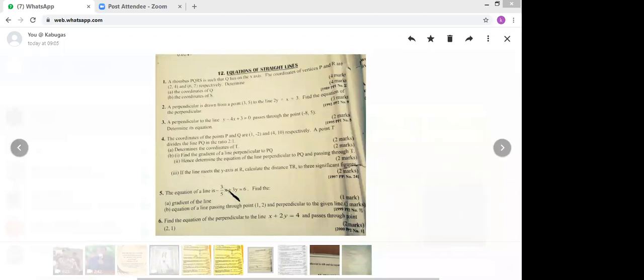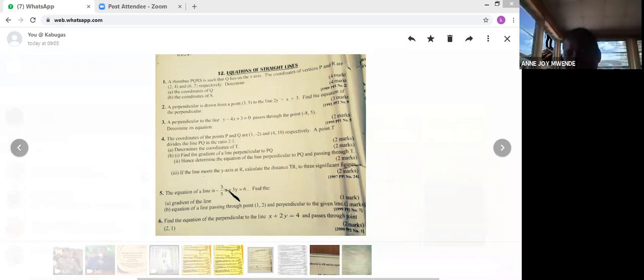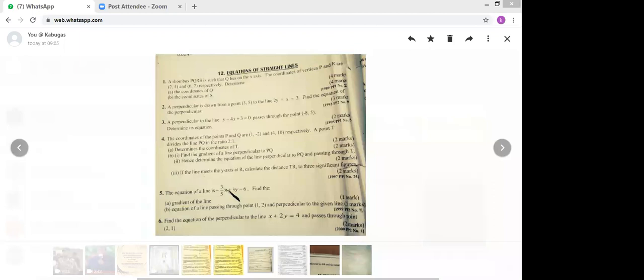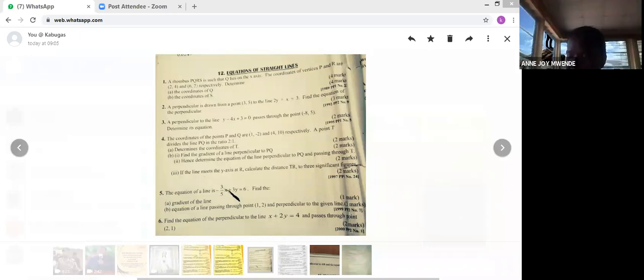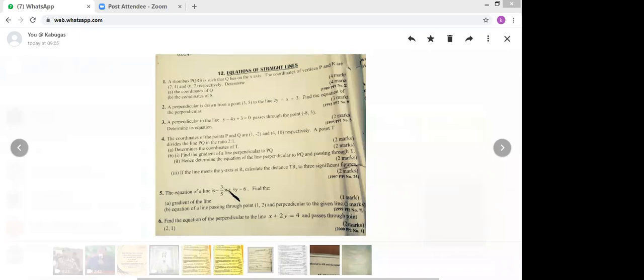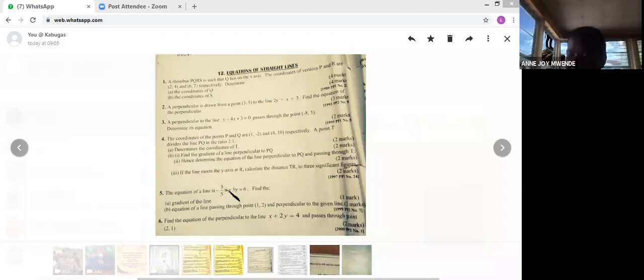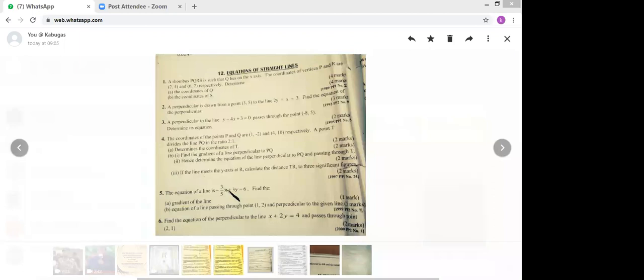Teacher, I've done Roman 1 and 2. Okay. Roman 1, I got negative 1/4 as the gradient. And then Roman 2, I got the equation as 4y equals negative x plus 27. Yes, correct.